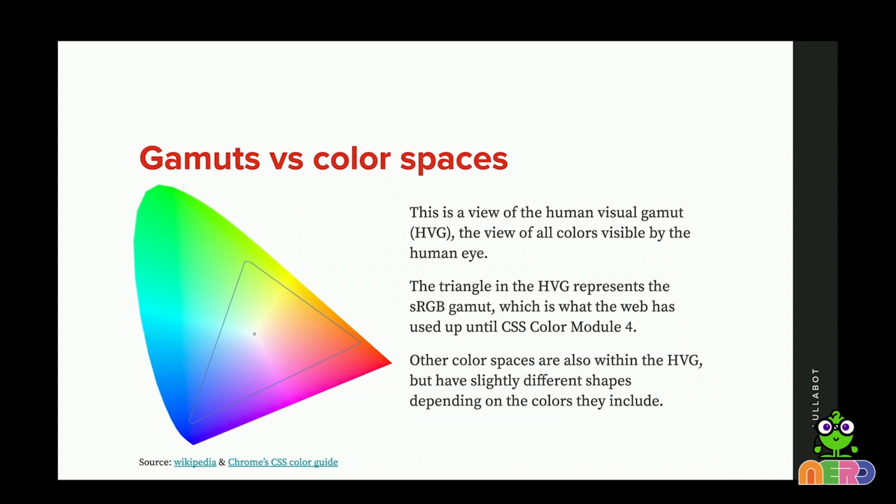There's other spaces that are within the human visual gamut, and they have different shapes. They're all mainly visualized as triangles. So the P3 probably goes up a little bit more and down a little bit more to the side, so there's more colors. But there's other ones that would have different shapes as well. But this is just showing the total range that the human visual gamut has with what sRGB actually supports.